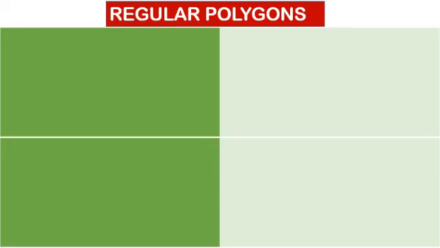Dear children, today we are going to learn about regular polygons. A polygon with equal sides and equal angles is called a regular polygon.